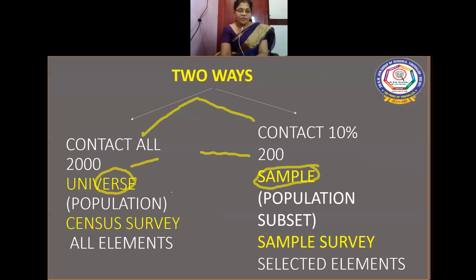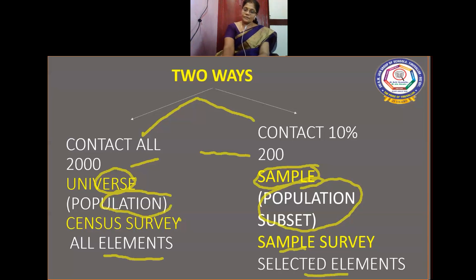The other name for universe, I told you, is population, and sample means only a few elements we select from the universe, which is called population subset. On the whole it is called population, the selected elements are called population subset. On the whole it is called census survey, and selected elements it is called sample survey. In the census survey method, all elements will be participating and we collect data from all the elements, while in sample survey we gather data only from the selected elements.